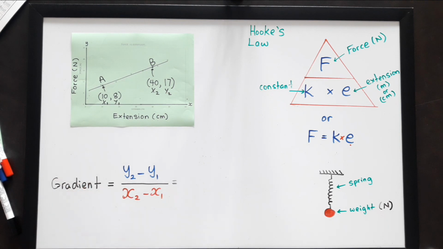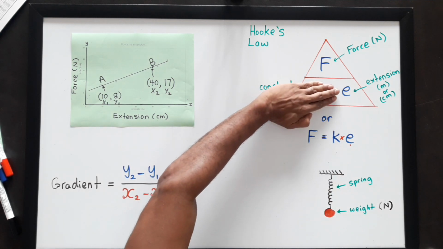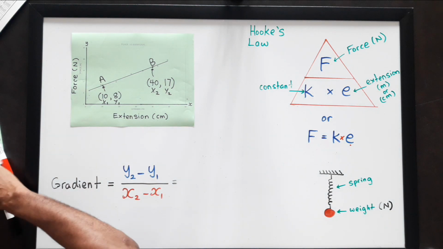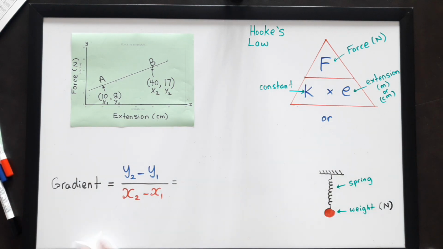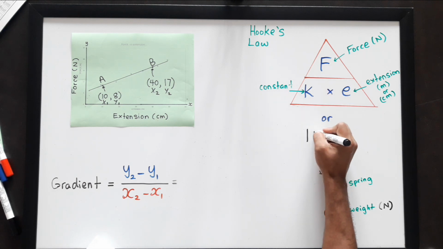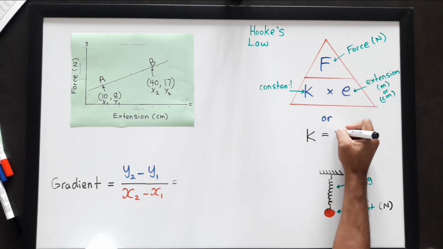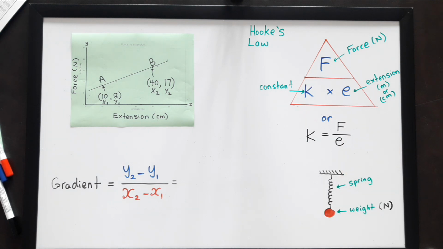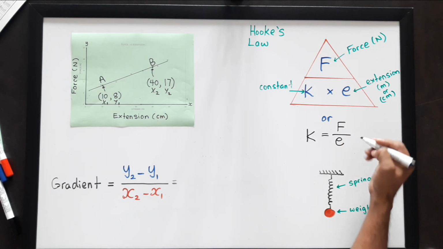So how can we use gradient to figure out the k value of the spring's constant? Let's analyze this formula. Let me put down the formula for k. To calculate k, we have to take force and divide it by extension. So let me write it back so you can see k alone. To find k, you have to take the force and divide it by the extension.